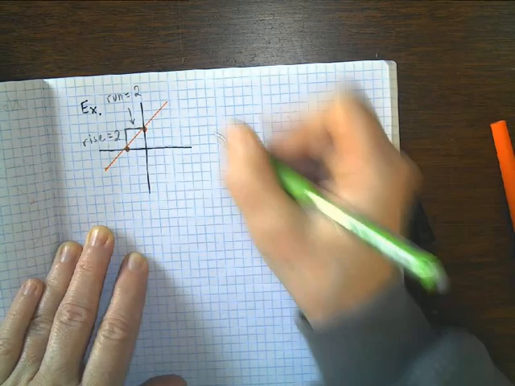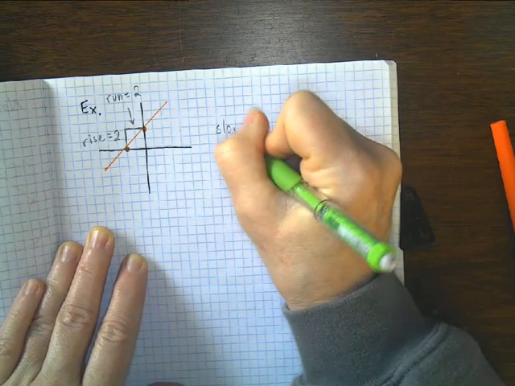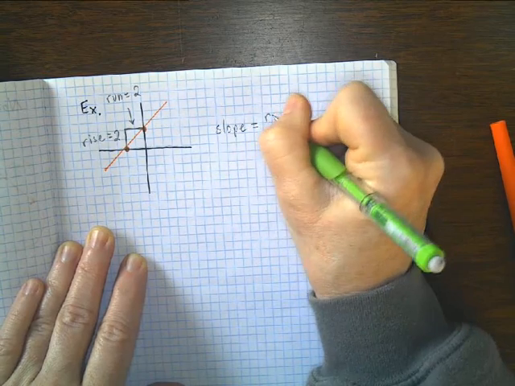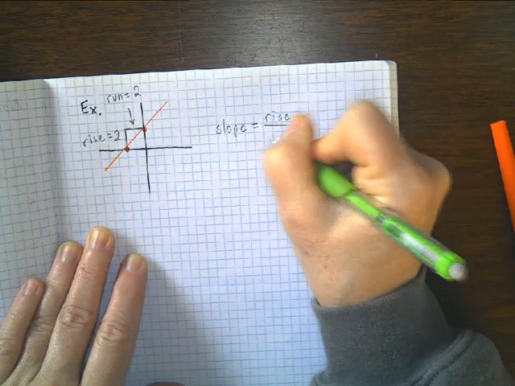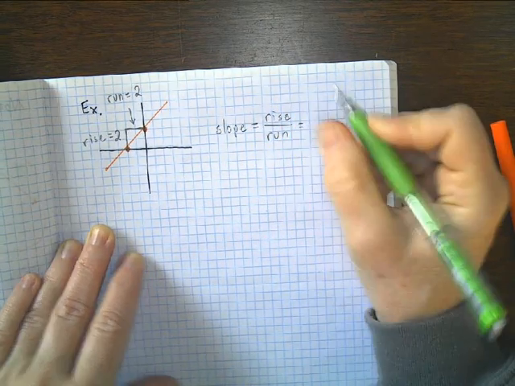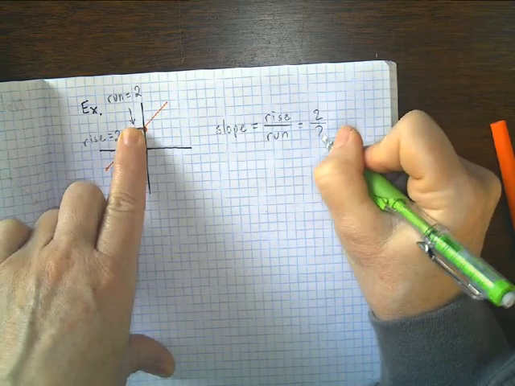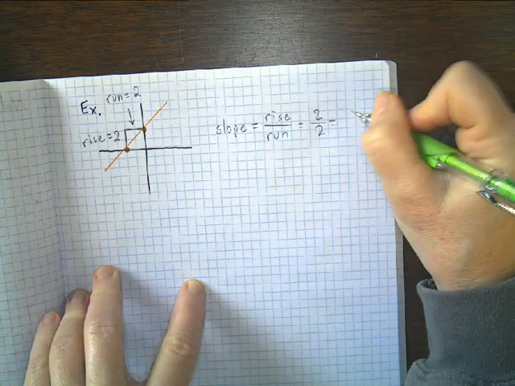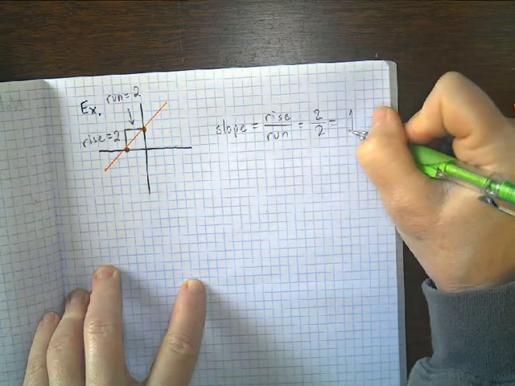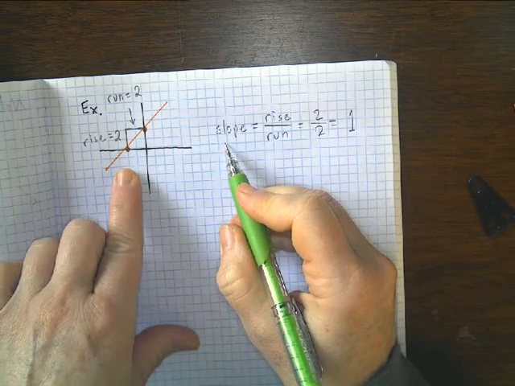So the slope is equal to rise over run. So rise is 2. The run was 2. 2 divided by 2 is 1. So this has a slope of 1.